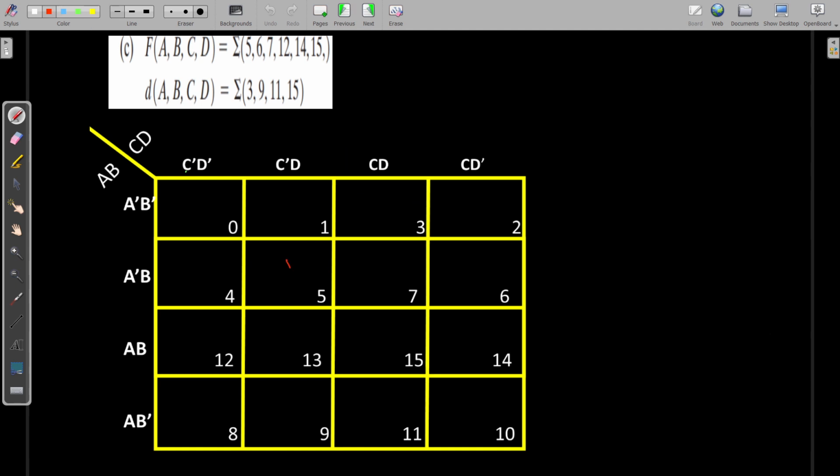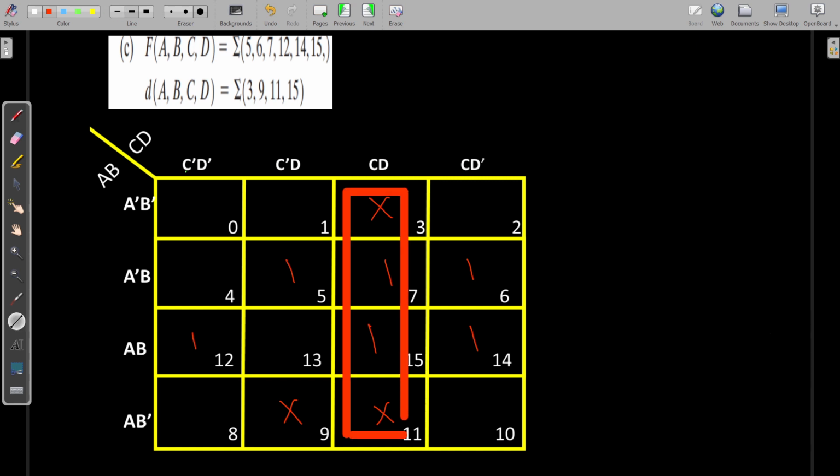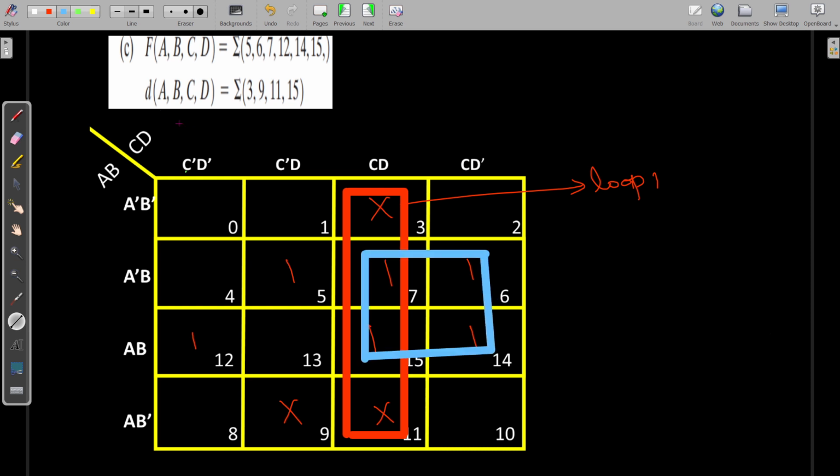So it is 5, 6, 7, then 12, 14, and then 15. Then the don't care conditions for this are 3, 9, 11, and then 15 is given once again. So now we can combine to form the loops. These 4 cells can be combined and it is named as loop 1. Then we can combine these 4 ones and it can be named as loop 2.